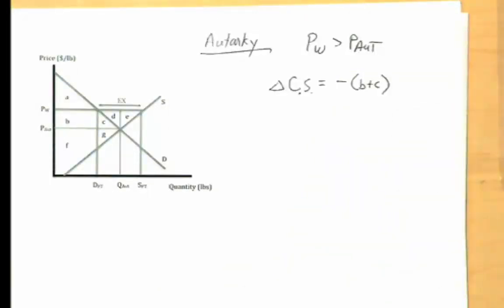Interesting thing. As a result of opening up and having more exports to the world market, and because we're not supplying the product in as great of an abundance here at home, prices go up domestically and consumers get hurt. Some people lose as a result of an export initiative, in other words. And it's going to be the consumers of this particular product. They'll lose B and C.